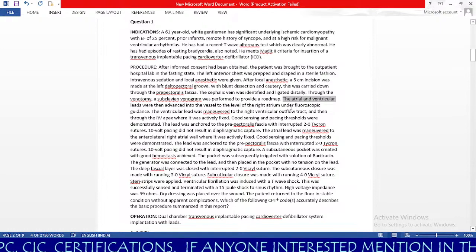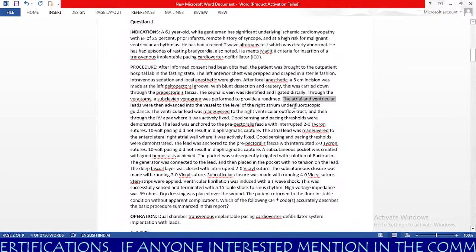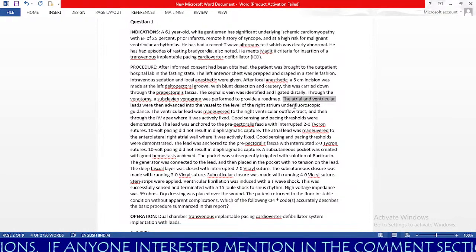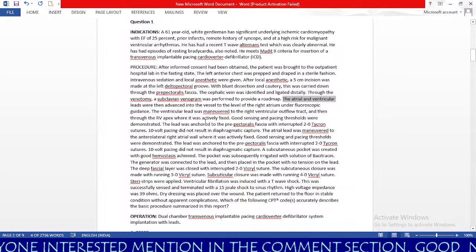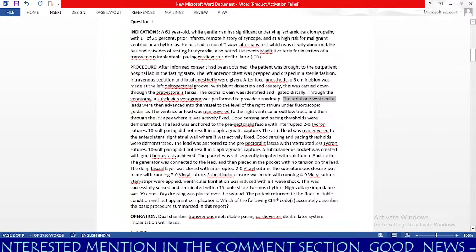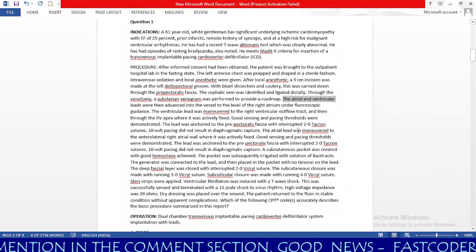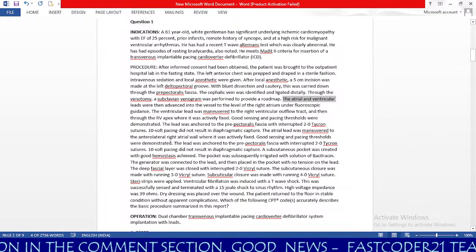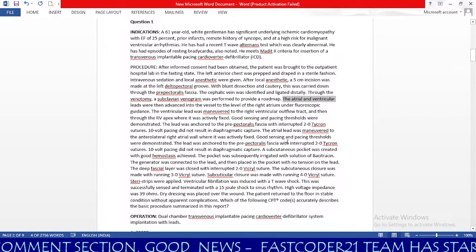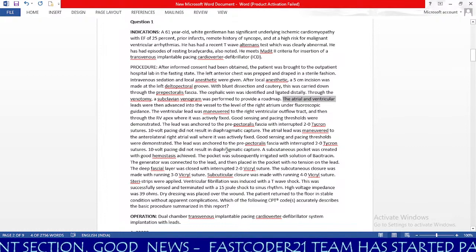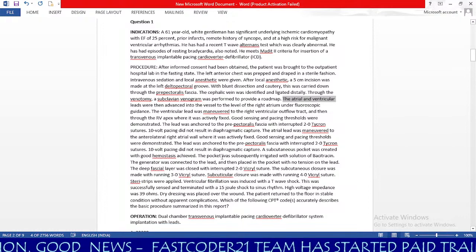You need to understand that all these procedures include fluoroscopic guidance, so we need not code it separately. Here the physician has used fluoroscopic guidance, and we need not code it separately. The ventricular lead was maneuvered to the right ventricular outflow tract and then to the RV apex. The atrial lead was maneuvered to the anterolateral right atrial wall where it was actively fixed. Good sensing and pacing threshold demonstrated.